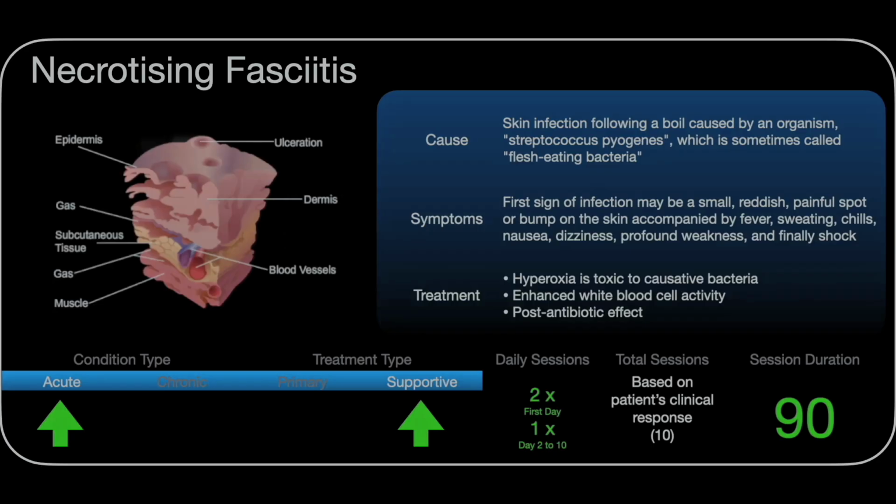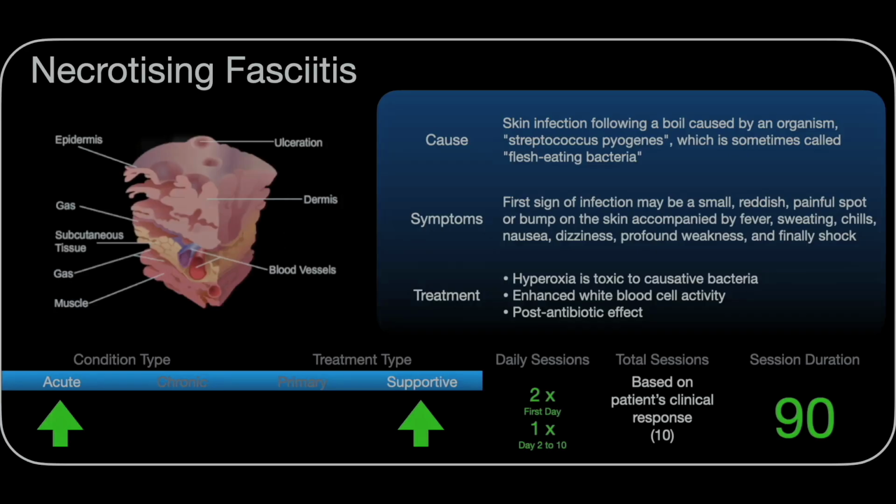The cause of necrotizing fasciitis involves bacteria caused by Streptococcus pyogenes and other so-called flesh-eating bacteria. The symptoms could be significant infection with small, reddish, painful spots or bumps underneath the surface of the skin, accompanied by severe fever, sweating, chills, nausea, dizziness, profound weakness, and finally shock.